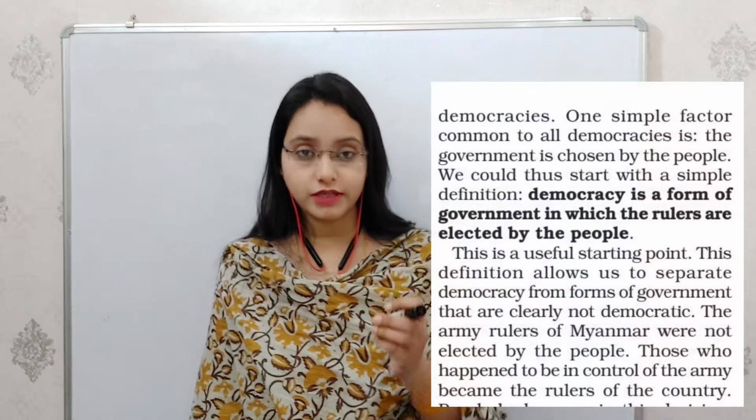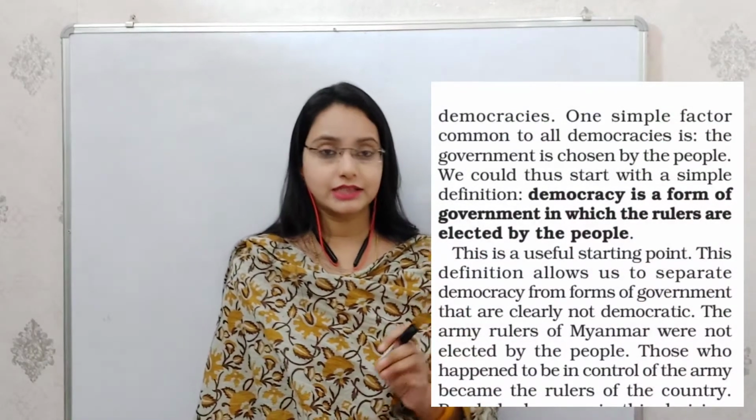So today we will do class 9th civics chapter 1, what is democracy, why democracy. Now in the first part we are going to discuss the meaning and the definition of the term democracy. If you see the first page of the chapter or the second page, there the definition of the term democracy is given. They are saying that democracy is a form of government where the rulers are elected by the people.